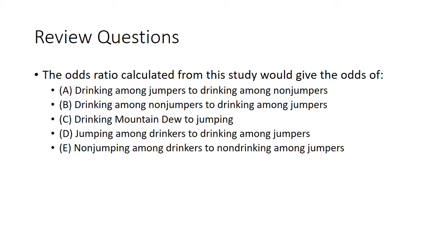Right. So the odds of drinking Mountain Dew in the jumpers versus the odds of drinking Mountain Dew in the non-jumpers. That's the odds ratio that we're looking for there. In this case, drinking among jumpers to drinking among non-jumpers. So again, don't get hung up on this, but just look at what your outcome is. We know what the outcome is, and then look at the risk factor here, and that's what we're getting the odds of to see if the jumpers had a higher odds of drinking Mountain Dew than those that did not.